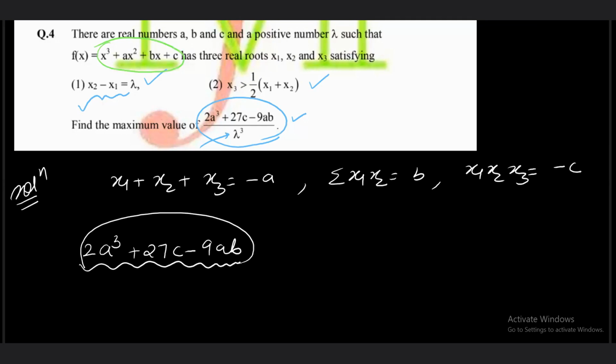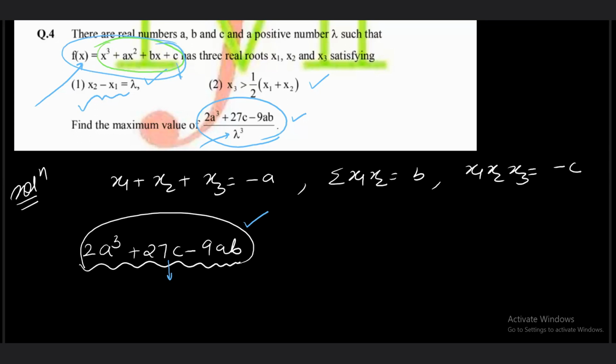फिर से आप f of x को ध्यान से देखो. When you compare these two, can you identify what should be the value of x? What should I keep as a value of x over here to create this kind of expression, right? हमें क्या सोचना है कि 2a cube plus 27c minus 9ab, क्या हम इसे f of x में create कर सकते हैं? So for that, this 27c is going to help me. कैसे help करेगा? 27c का मतलब है c के साथ you need the coefficient 27. How can I get it?